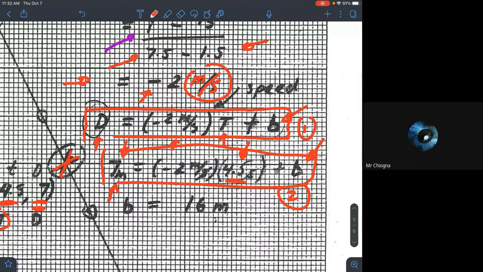That's the trick. Plug in a data point or a point on the line. Doesn't matter what point, any point you want. It'll work. That gives me the y-intercept of 16.